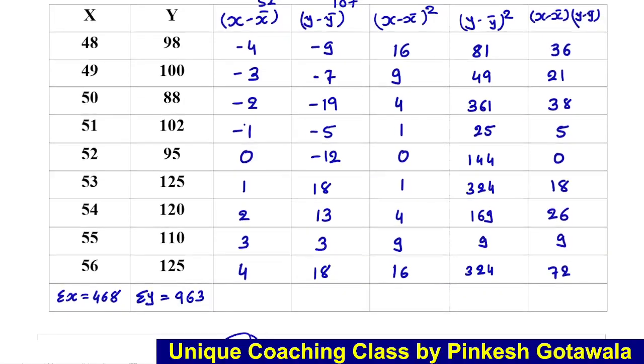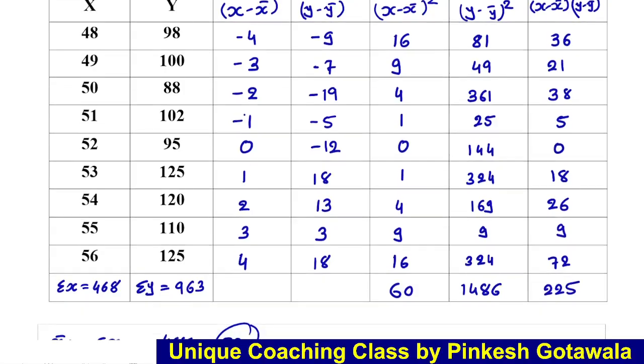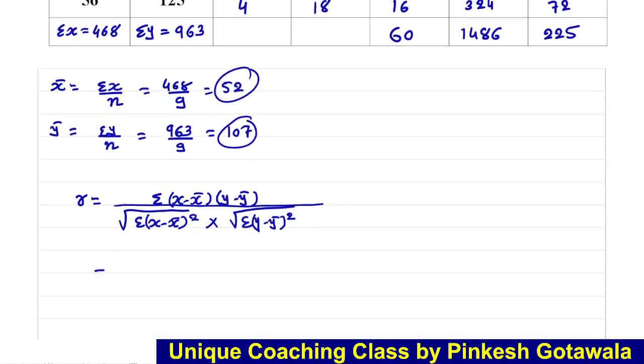Now let's total them. 16, 9, 4, 1, 1, 4, 9 and 16, total 60. Here 81, 49, 361, 25, 144, 324, 169, 9, 324, total 1486. And 36, 21, 38, 5, 18, 26, 9 and 72, total 225. Okay. Now let's put values here. Sigma of x minus x bar into y minus y bar is 225, sigma x minus x bar square is 60 and sigma y minus y bar square is 1486.